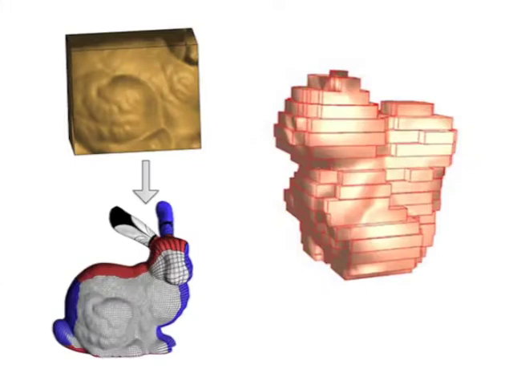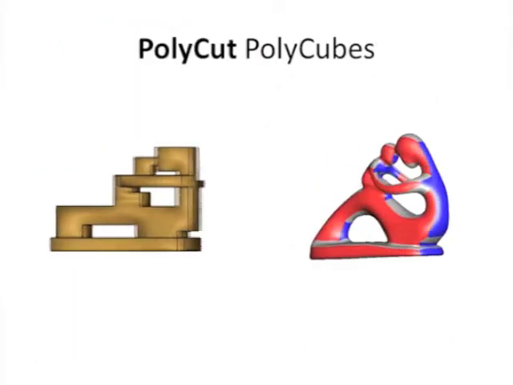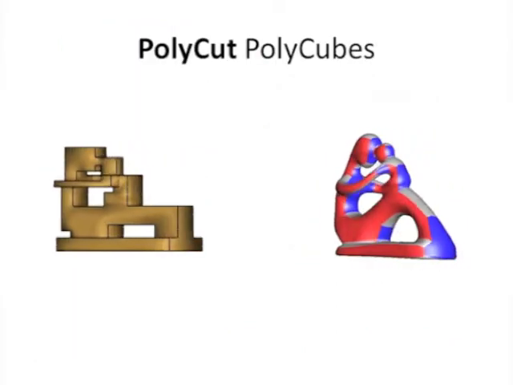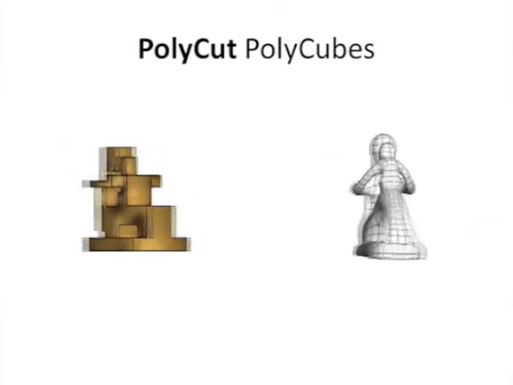Good polycubes must balance compactness, or chart and singularity count, against parametric distortion. The bunny on the left is too crude, producing high distortion. The squirrel on the right contains redundant singularities. We improve on the state-of-the-art in polycube computation, generating polycubes that combine a small singularity count with low distortion.